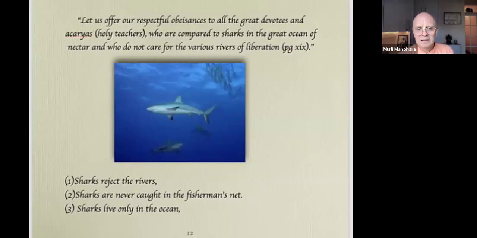So also, again, sharks are never caught in a fisherman's net. So basically, the net is birth and death. As devotees dive into the ocean of devotion, they are not caught in the snares of birth and death. So you can see it's a very poetic example that Srila Rupa Goswami is giving here. We escape the net of birth and death. Now, Prabhupada summarizes. Well, first, let's go back a bit here.